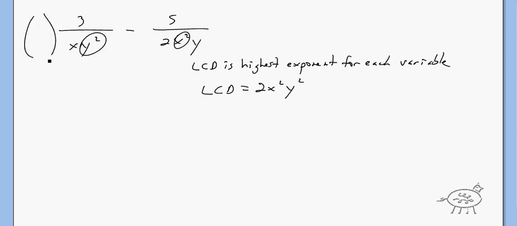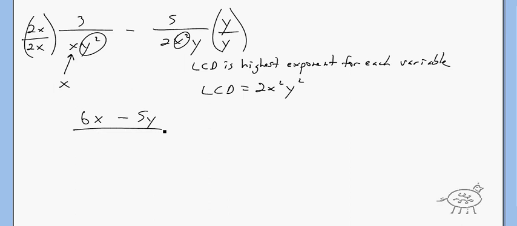Okay. Then I'm going to multiply this guy. Well, it's an x. So how do you get that to be an x squared? Don't you multiply it by x? And I need a 2. So I really need 2x over 2x. And same with this guy. What do I need? I just need a y. You guys agree with that? I need a y over y to get to be 2x squared y squared. So then I multiply it out. I get 6x minus 5y over 2x squared y squared.